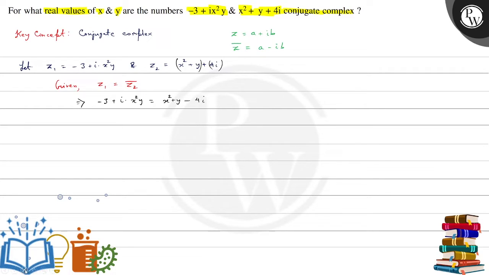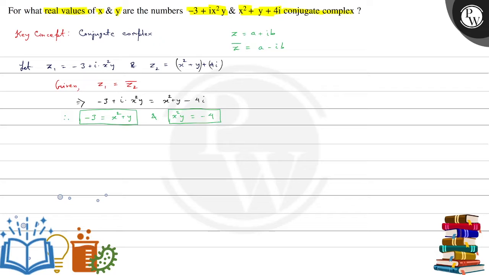So now the question becomes very simple because now you can simply solve it using the concept of equality of complex numbers. As in, if two complex numbers are equal, then their real parts and their imaginary parts are separately going to be equal to each other. Therefore, left hand side ka real part is -3, which must be equal to right hand side ka real part, which is x² + y. And left hand side ka imaginary part is x²y, which must be equal to right hand side ka imaginary part, which is -4. So we have these two equations which now need to be solved, and their solution is going to give us the values of x and y.